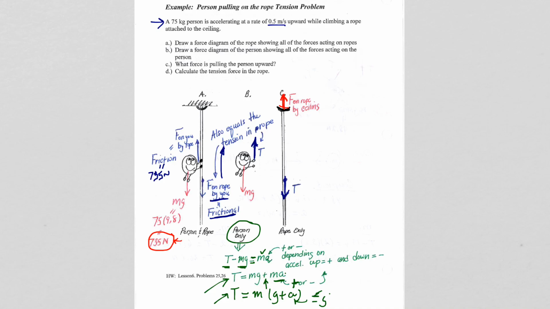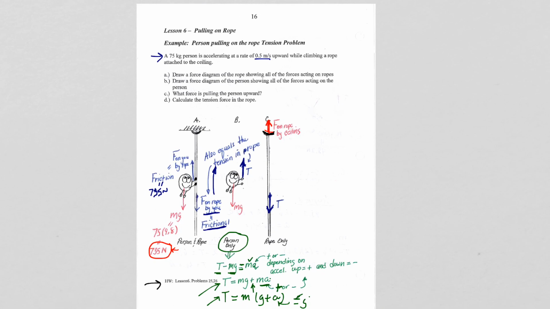We have a couple of homework questions that relate to objects climbing ropes. I think there's a monkey on a rope in one of the problems, but whatever. You have to be able to understand the analysis. So that is it for lesson 6, pulling on a rope.